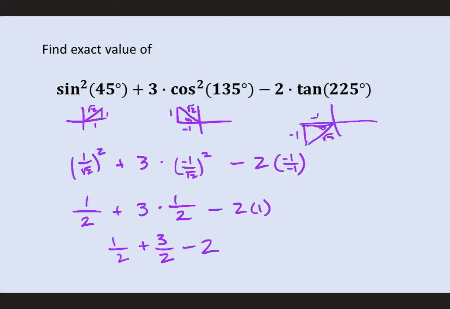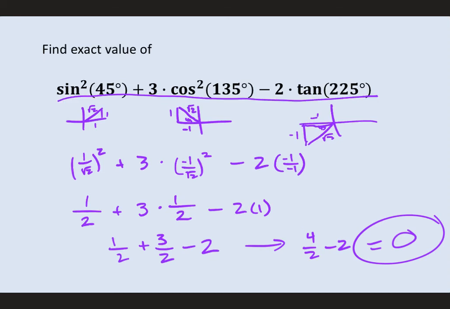1/2 plus 3/2, that is going to be 4/2 minus 2. 4/2 is 2, 2 minus 2, this is going to be 0. So our final answer is 0. This whole big long thing up here is really just a big long ugly way of saying 0.